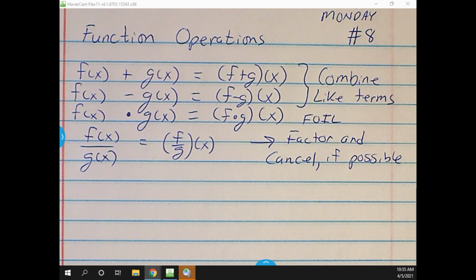Okay, so when we're talking about function operations, that's what we're going to talk about. It's add, subtract, multiply, divide, just your 4 basic operations, but we're going to do it with functions instead of just with numbers or terms or whatever we're going to do for this part.